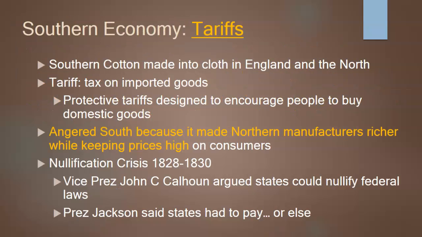The Southern economy is going to be impacted by that tariff that we talked about before. A tariff is a tax on imported goods, which means that if you're buying from outside the country, it's now going to be a lot more expensive. And it's going to make the South angry because they're going to feel like the North is going to keep getting richer while keeping the prices high for the South.